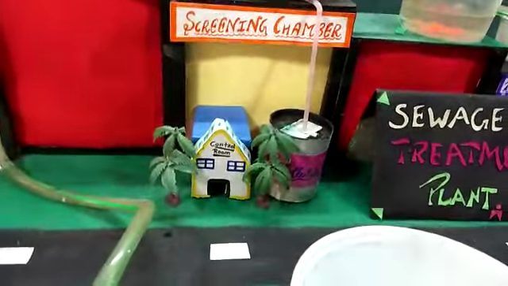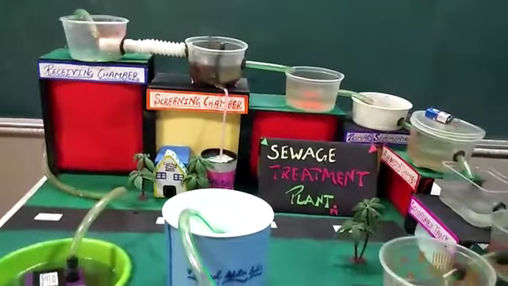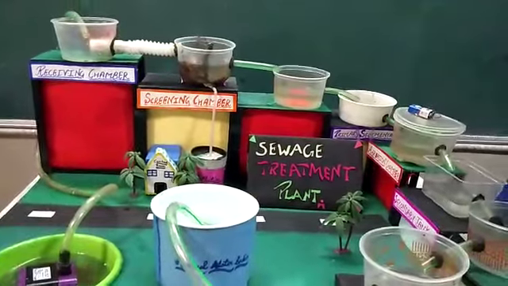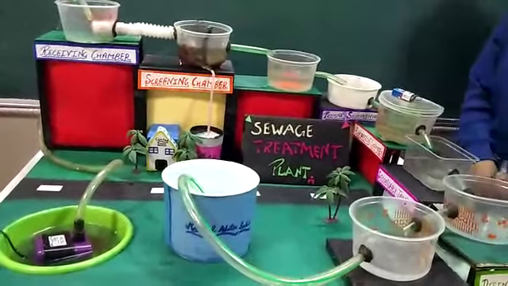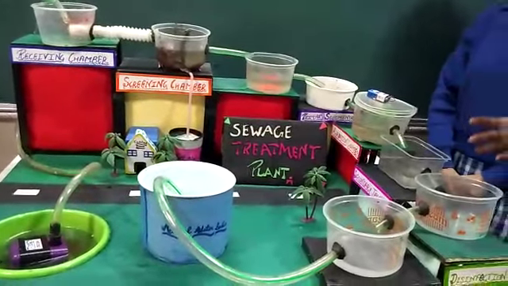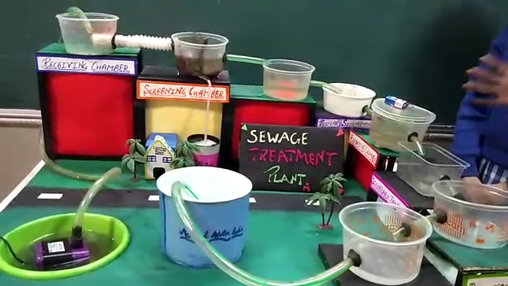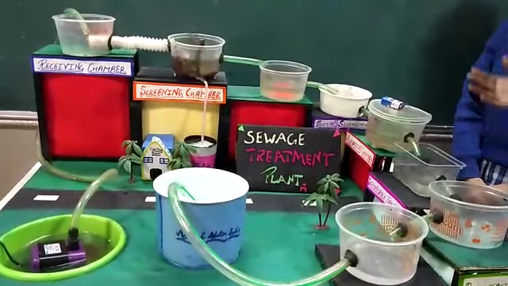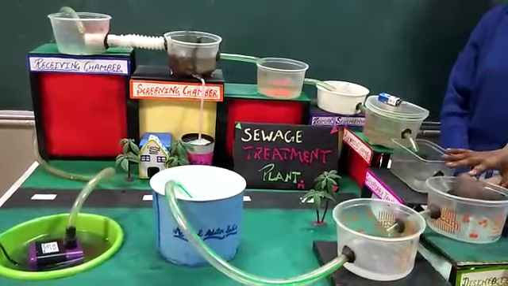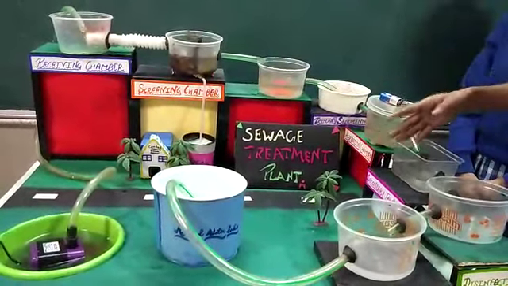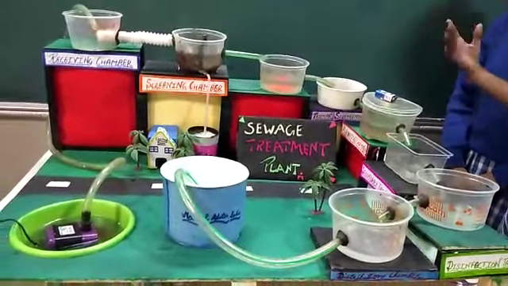The scientific principle of this model is that different techniques are used for different impurities at different stages. And the application of this model is that we should not transfer sewage directly into natural water bodies, as it is harmful for both humans and animals, we can say aquatic life. This is a sewage treatment plant which treats sewage before it reaches natural water bodies.